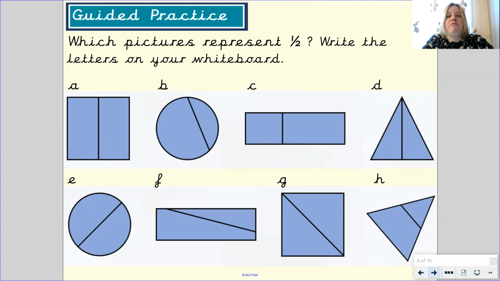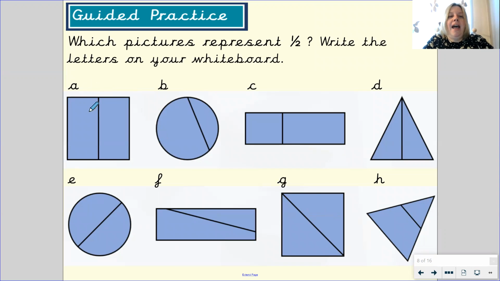Which pictures represent half? Write the letters on your whiteboards. So what I want you to do is look very carefully at the pictures. On your whiteboards, I want you to write down the letters that show equal parts. Remember, equal parts are the same. Pause your video now. Let's have a look together. I'm going to go through each picture with you.